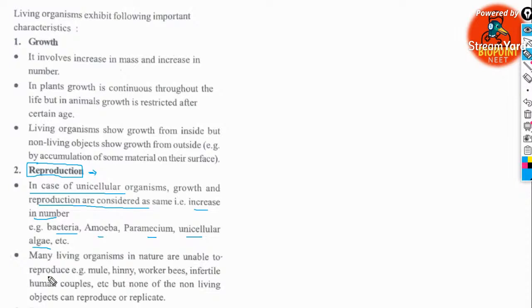Whereas in case of other living organisms that are mature enough, that is mule, hinny, worker bees, infertile human couples, they all are living organisms that are unable to reproduce. They can't reproduce. They all are infertile or sterile. And of course, no non-living object is capable of reproducing or replicating by itself. No non-living object is capable of such a method of reproduction. So, we can say that reproduction is also not a defining feature of living organisms. Why? Because certain living organisms too, like mule, hinny, worker bees, and infertile human couples, cannot reproduce by themselves. This is why we say that reproduction too is not a defining property of living organisms.